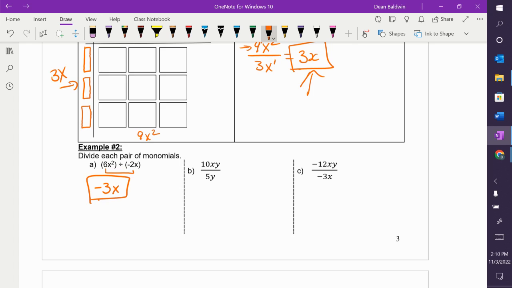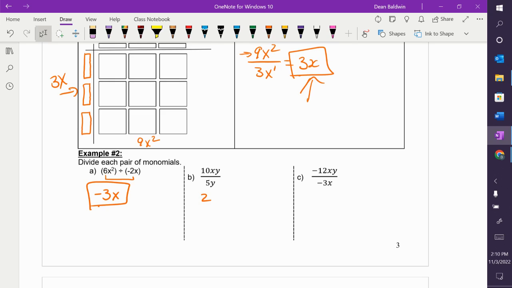10xy divided by 5y. So 10 divided by 5. 10 divided by 5 is 2, and because the y is over 5 and 10 is xy, that means it's 2x. There you go. So the y's cancel and you get 2x. Negative 12xy over negative 3xy. What's negative 12 divided by negative 3? What happens to the x's? And I'm left with a y.